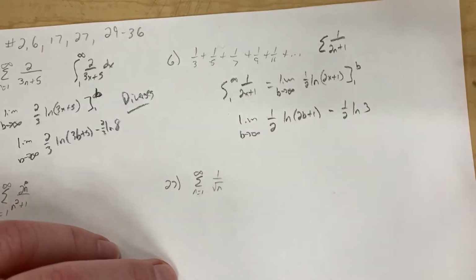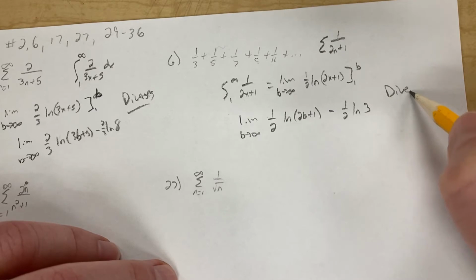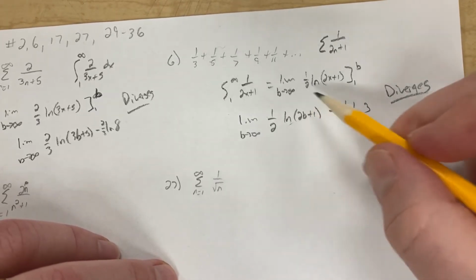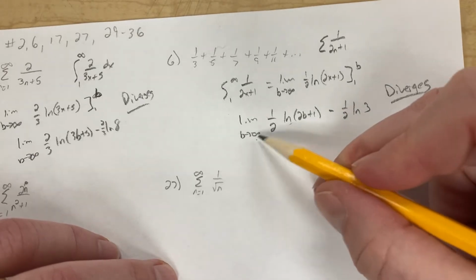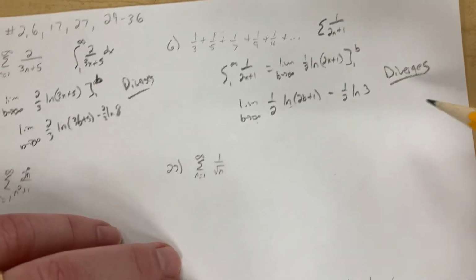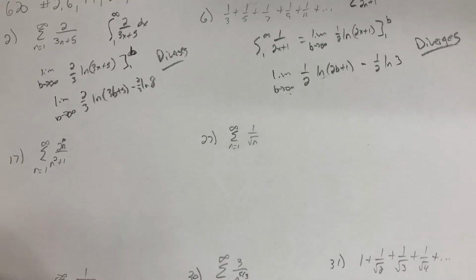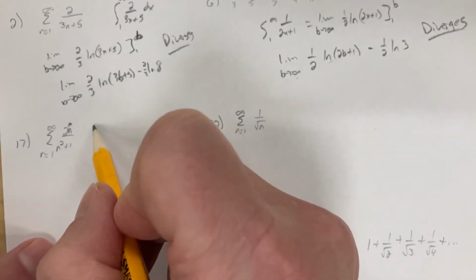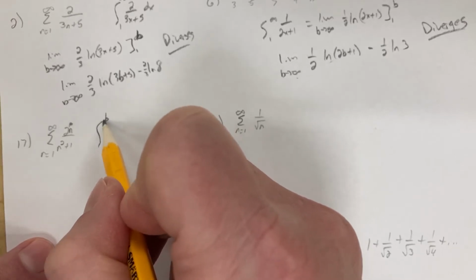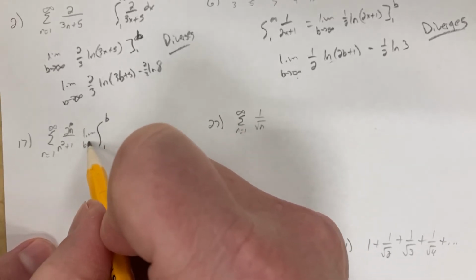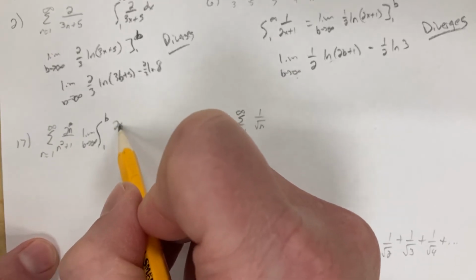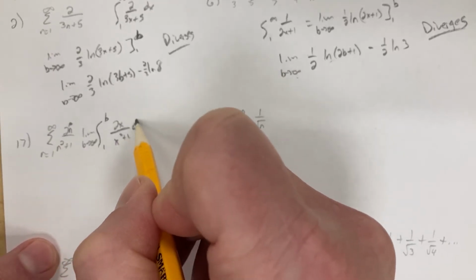Same reasoning as 2, this is going to diverge because the natural log of 2b plus 1 will continually get bigger and bigger as b gets bigger and bigger. So we have a divergence there. All right, 27. We're going to take the integral again from 1 to b, the limit as b goes to infinity of 2x over x squared plus 1 dx.